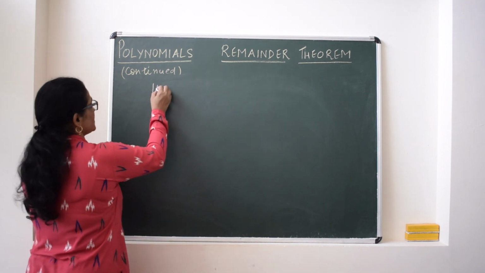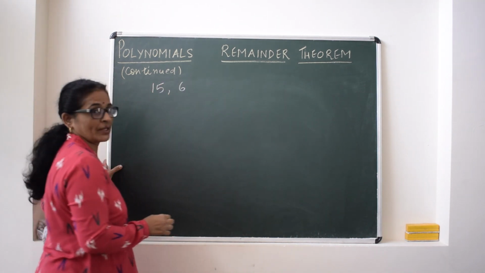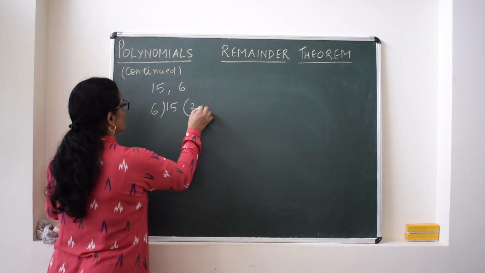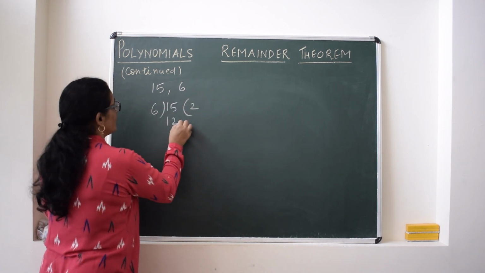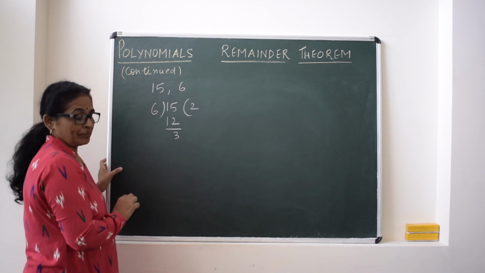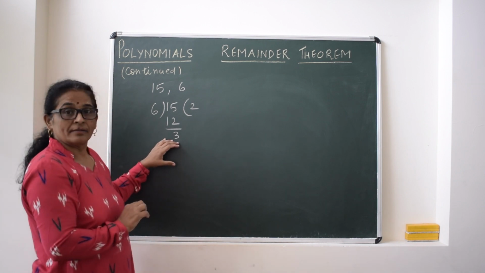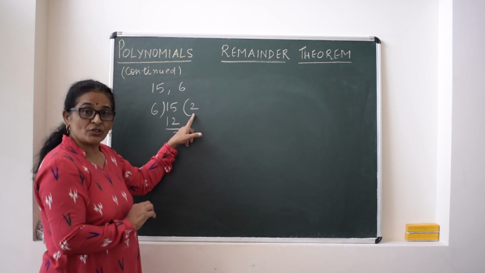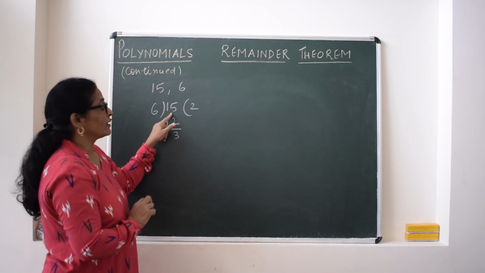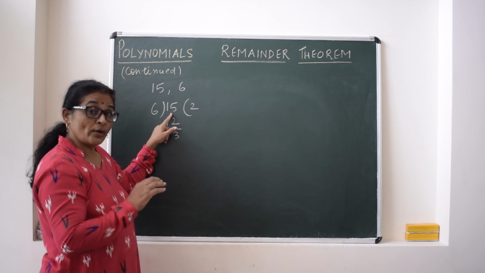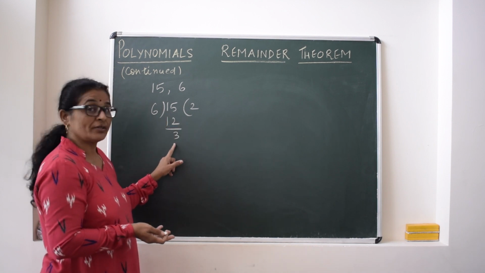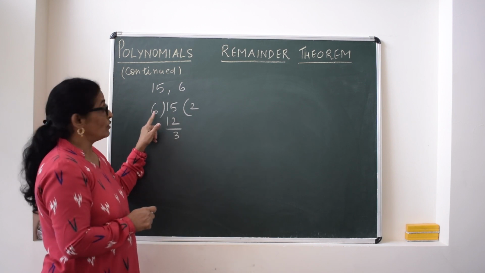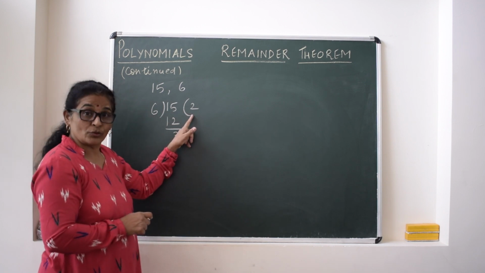There are two numbers, 15 and 6. If we divide 15 by 6, then we get the quotient 2 and the remainder is 3. This remainder 3 tells us that the divisor and the quotient both are not factors of this dividend. Or in other words, since the remainder is not 0, the dividend is not a multiple of this divisor as well as the quotient.